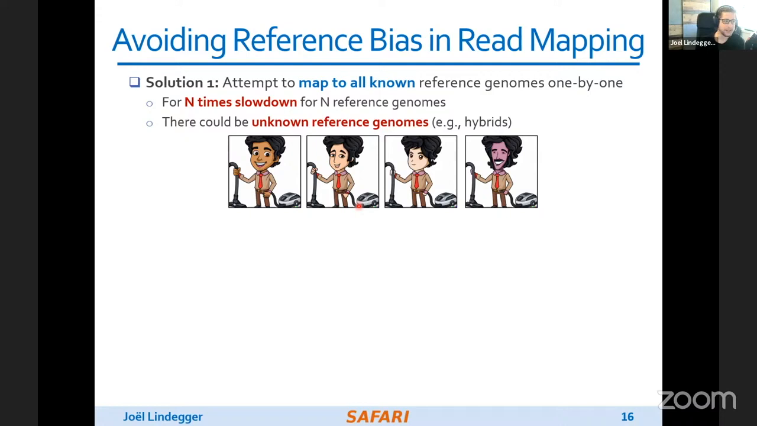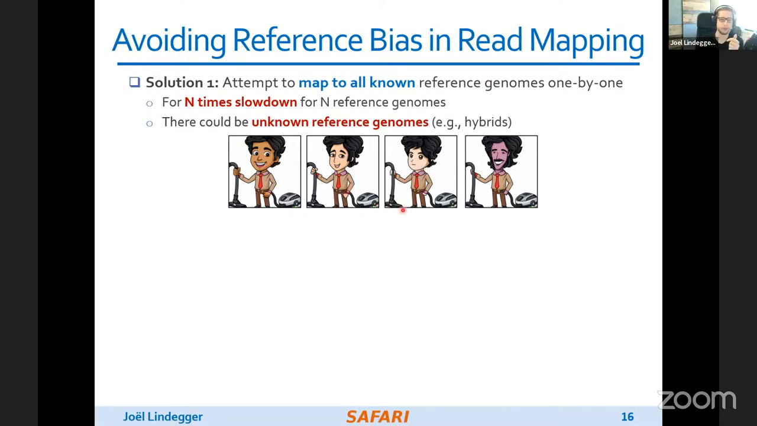And even if you did, can you really afford a 7 billion times slowdown to avoid reference bias by mapping to every single person's genome one by one? It's really not a feasible solution. So this would probably remove the reference bias, but it's not a tractable solution, both from data availability and from computational efficiency standpoints.